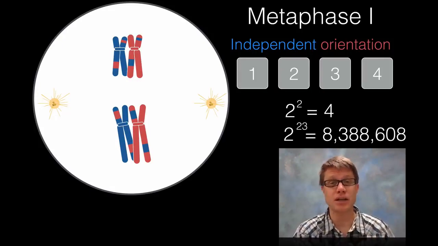And so that's where we're getting, again, that and crossing over giving us a huge amount of variation in meiosis. And remember that one sperm has to find that one egg. And so it's really over 64 trillion possibilities of an offspring just based on independent orientation itself.